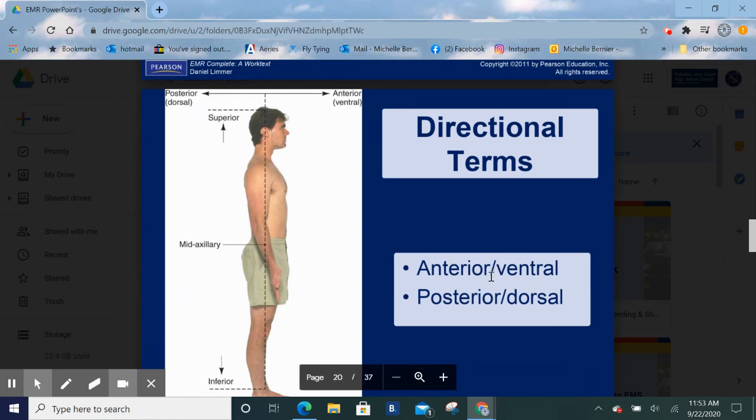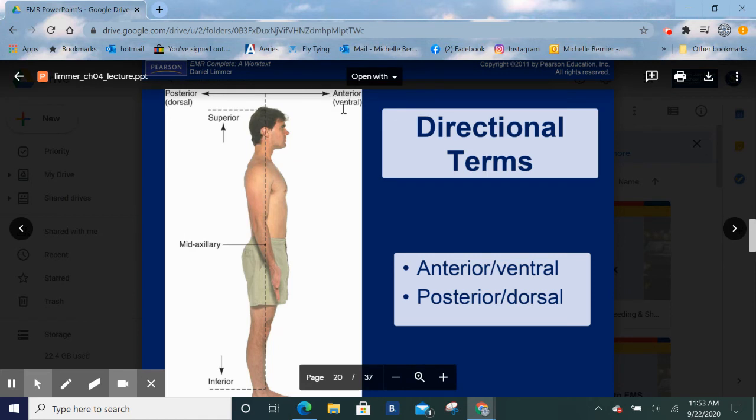And anterior, posterior, or ventral and dorsal. Anterior is the front, okay, ventral portion of the body. Just two different terms to refer to the front portion of the body when we take that transverse line down the center. Transverse line also gives us the posterior or dorsal.